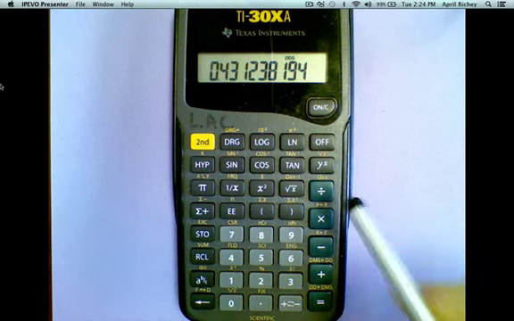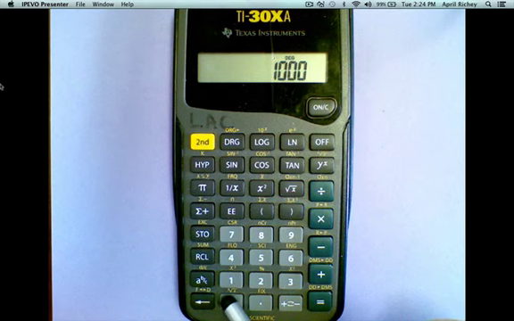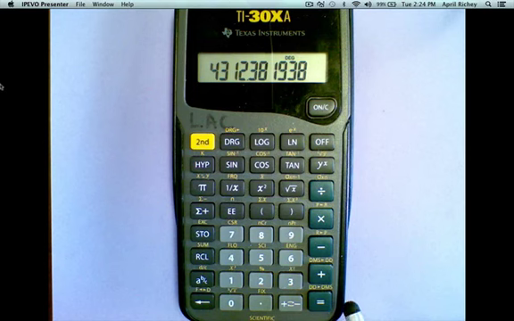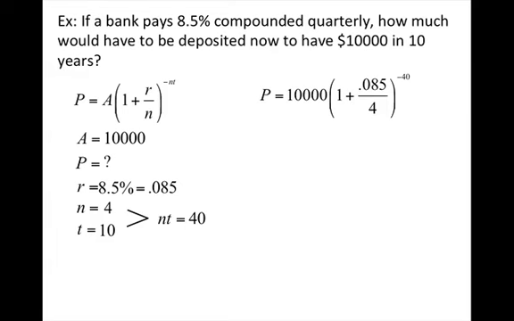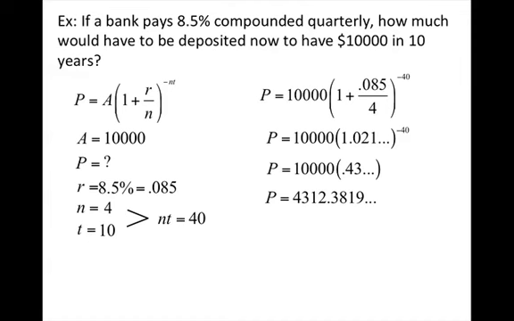Now if I multiply this by 10,000, that gives me $4,312.3819, and that continues on. So as we saw in our calculator, the 1 plus 0.085 divided by 4 gave me 1.02, and that decimal continued on. When I raised that to the negative 40th power, I got 0.43, and that decimal continued on. When I multiplied that by 10,000, I got 4,312.3819, and that decimal continued on.